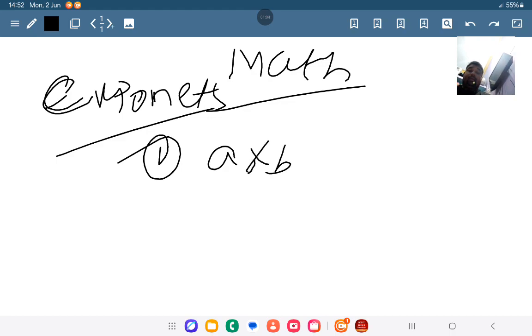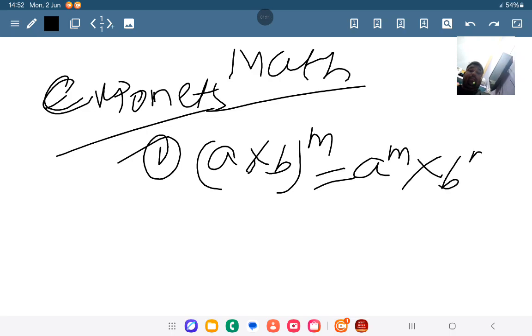a into b whole of power m is equal to a to the power m into b to the power m. Okay, a into b whole to the power m is equal to a to the power m into b to the power m individually. Okay, so if we take an example here, as per the books, the example is given here.